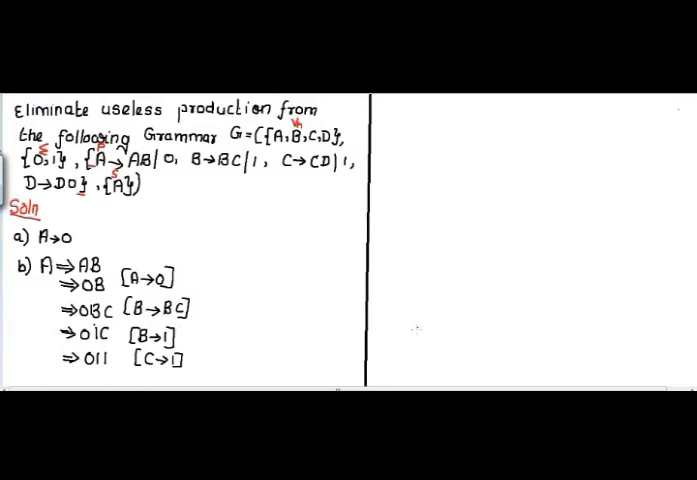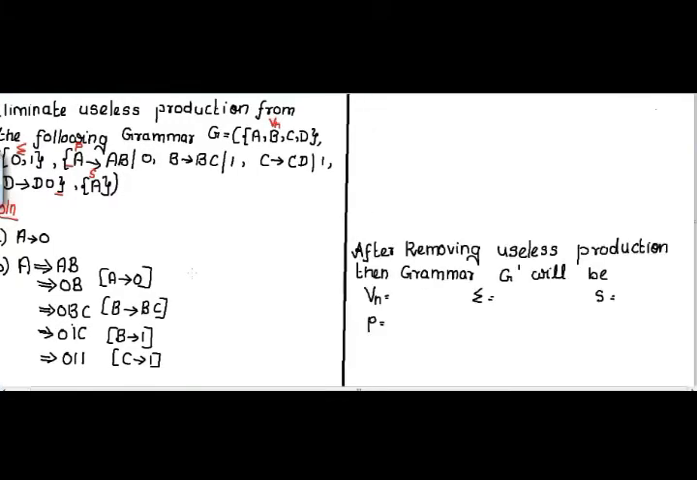Let me rewrite the productions which I used for getting this input string. Simultaneously, I am writing useful productions here. After removing useless production, the grammar G dash will be V dash, the set of variables used, and the terminals used here. In this case, I have used 0 and 1. The start symbol is the same as in the question, so the start symbol is A. Let me write the productions which I have used now to get this input string.